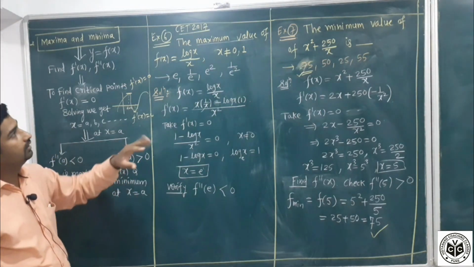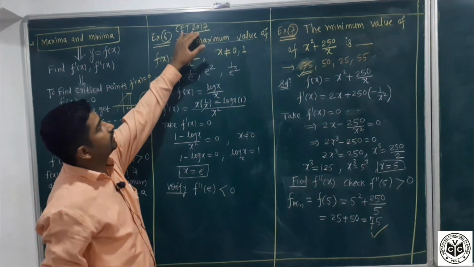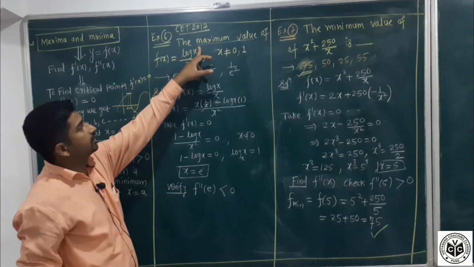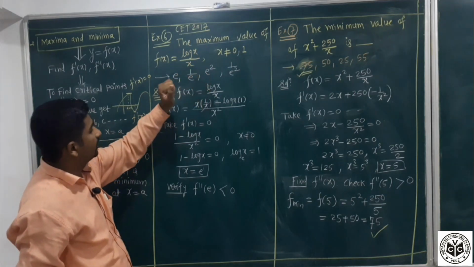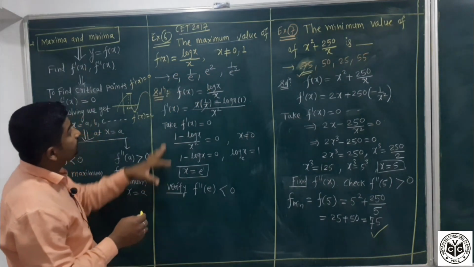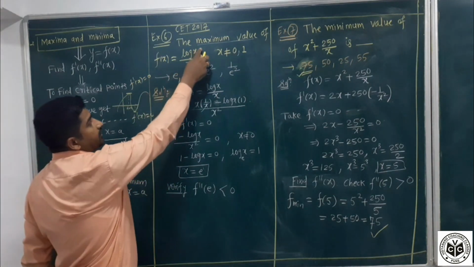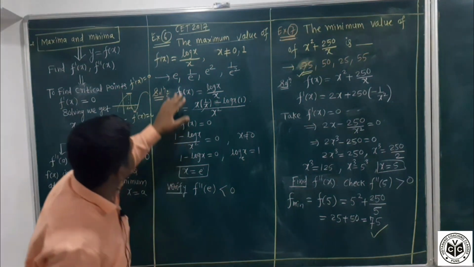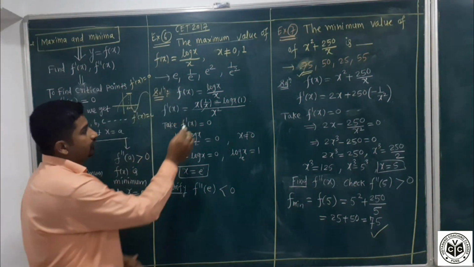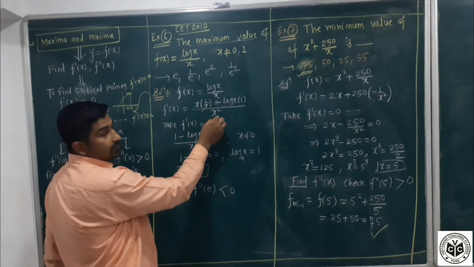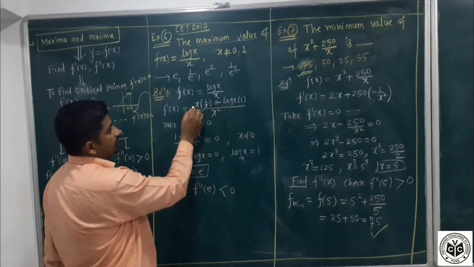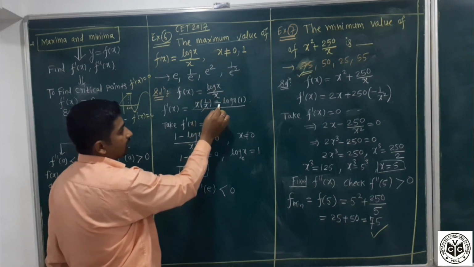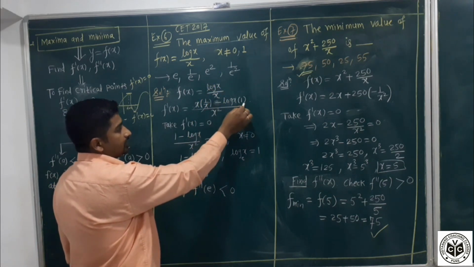We'll see by example. This came in STD 2017. The maximum value of f(x) = log x by x, you have to find the maximum value. So in this case, f(x) is log x by x. First we find its differentiation. So for log x by x, by the u by v rule: denominator square, denominator as it is, derivative of numerator, which is log x, differentiation is 1 by x, minus log x as it is, derivative of x is 1.